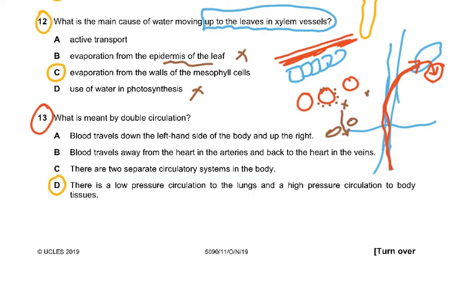The fish has a two-chambered heart. So this is what you have to understand: low pressure to the lungs and high pressure to the body. That is the main reason why you have a double circulation.